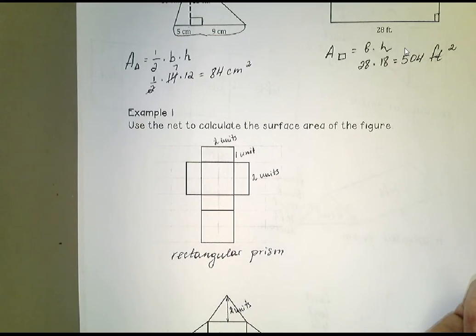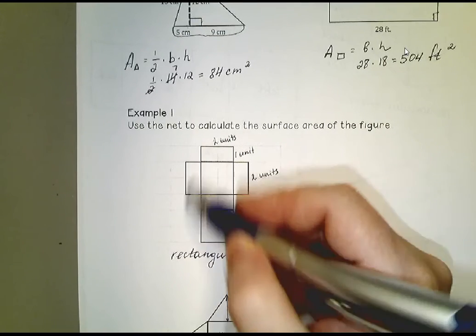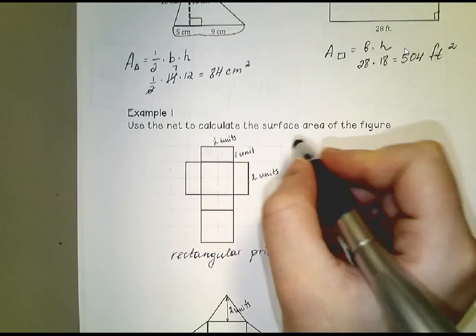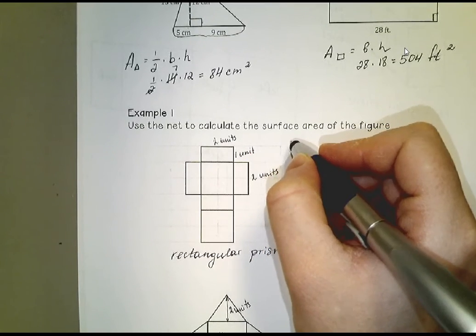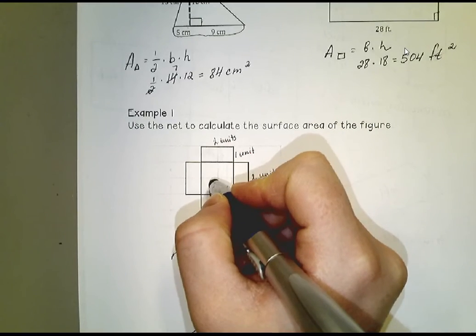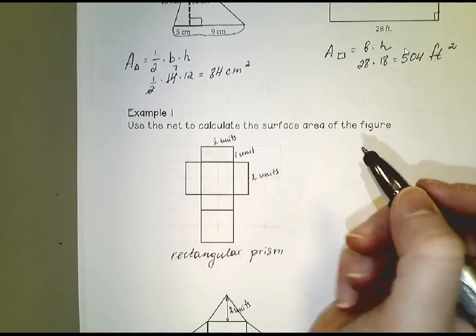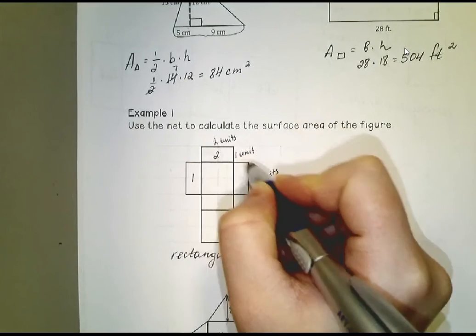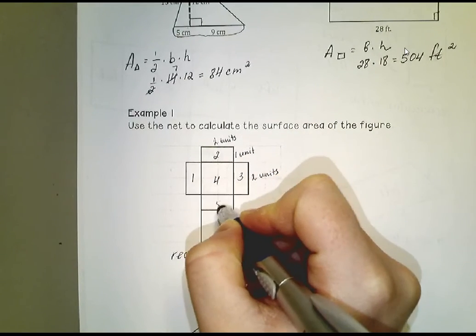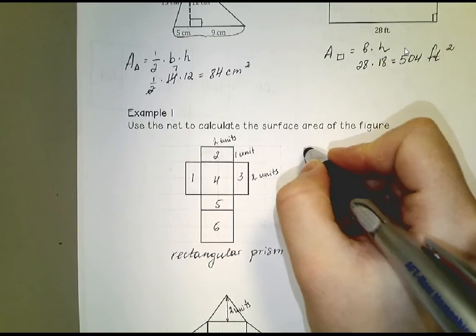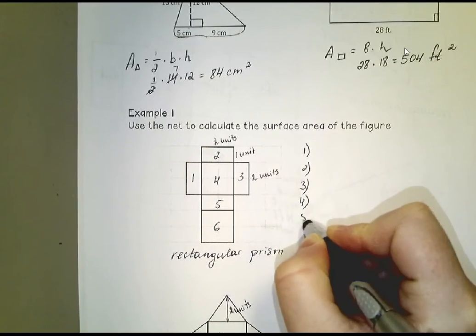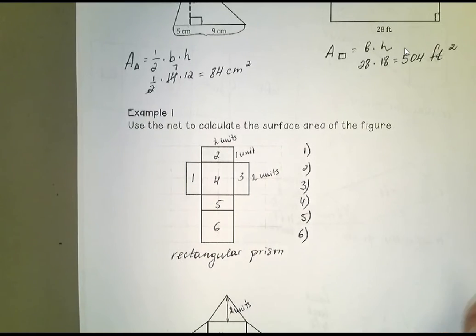What we need to do is find the area of all the surfaces and combine them together to find the total. So let's write down the faces of this shape that we have. Or we can even just name them 1, 2, 3, 4, 5, 6.